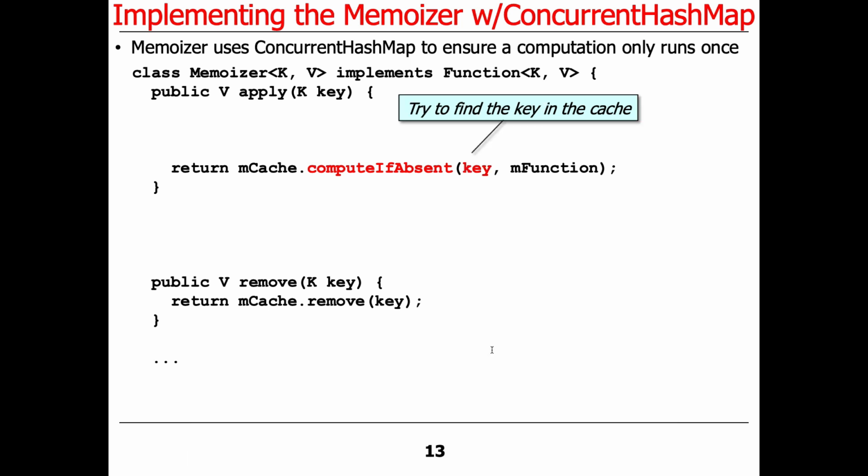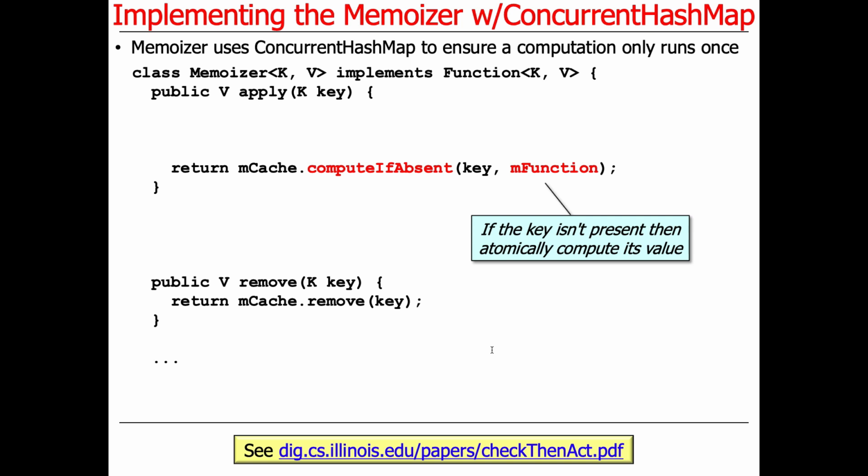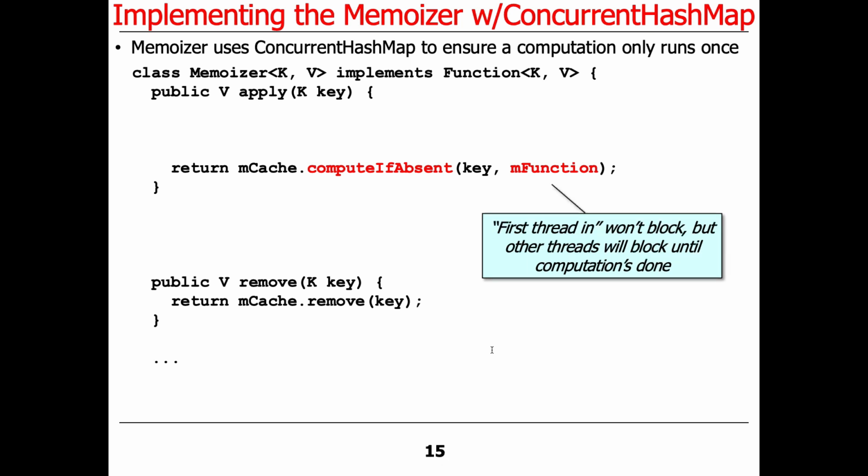So it goes and looks up the key in the cache. If the key is not present, then and only then do we atomically compute its value, and that's the atomic check-then-act capability. That's kind of what we might call lazy evaluation. You only do something when you need it. And the thread that's the first one to call computeIfAbsent won't block because it's calling the function to do the thing. Now, the function may take a while to run, so I guess it might block in that respect. It won't block on any synchronizer.